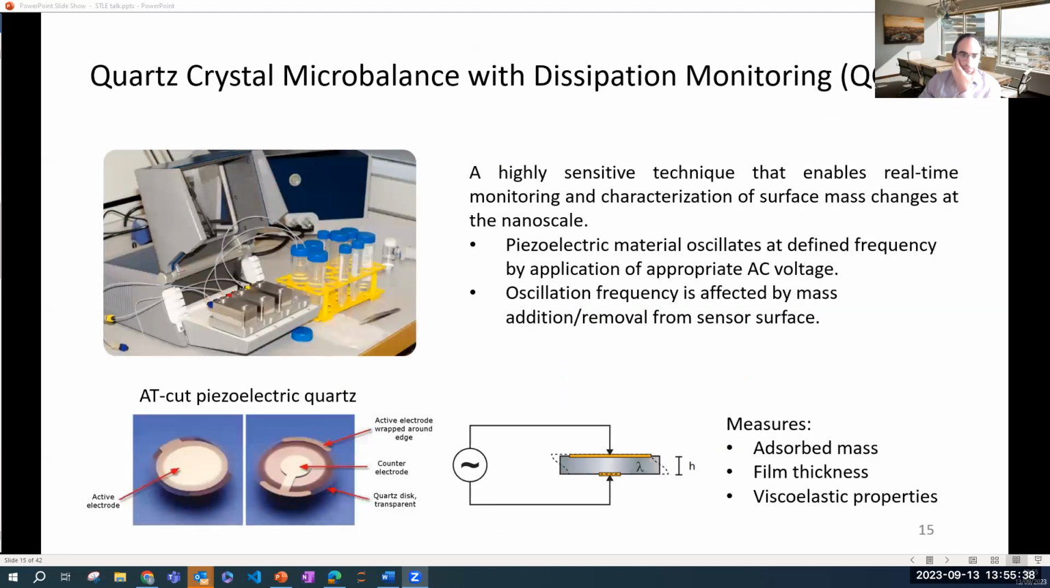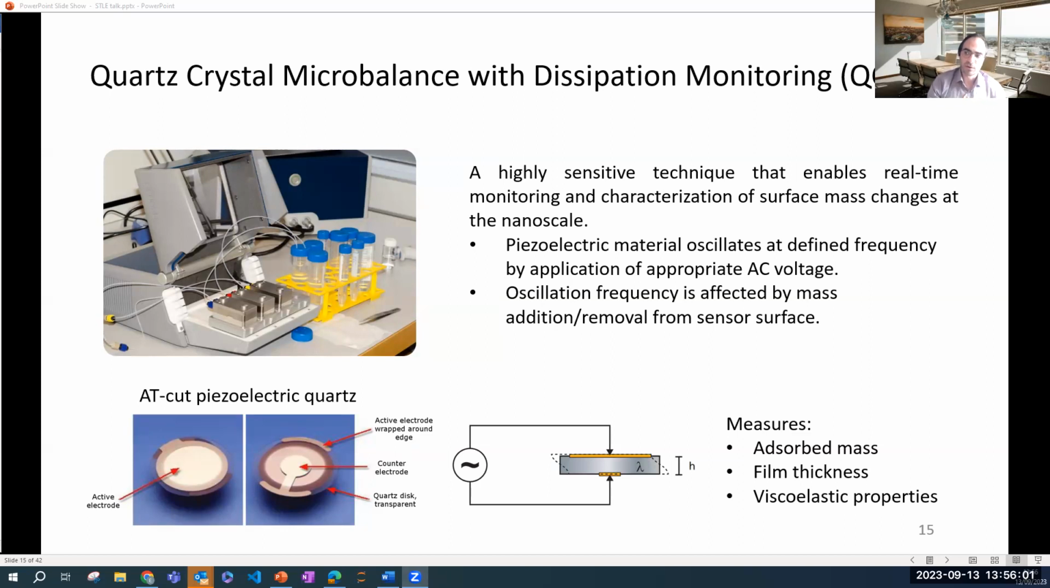So also, before moving to case studies, I would like to briefly introduce the QCMD. QCMD is a highly sensitive technique that is used to characterize adsorption on a surface in real time. It uses a piezoelectric material which oscillates at a resonant frequency, and when you add mass on that sensor, the frequency slightly changes.